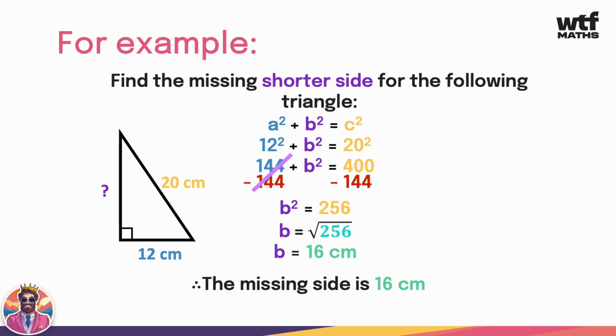So the only difference between finding a shorter side and a longer side is once you substitute the numbers in, you take away the short side that you know from the hypotenuse. So it's only one extra step you need to do.